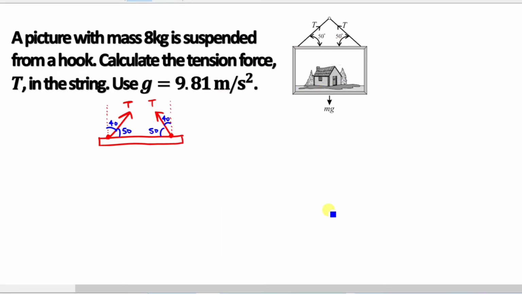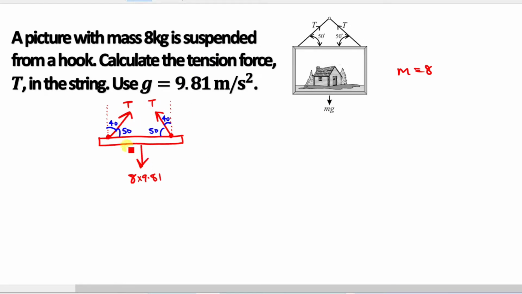Now, looking at the rest of the forces, we also have a downward force of mg. We know the mass is 8, so m is 8. That means we could just go right down and call it 8. And we know the g value is 9.81, so 8 times 9.81. We could put that in a calculator and get the result.